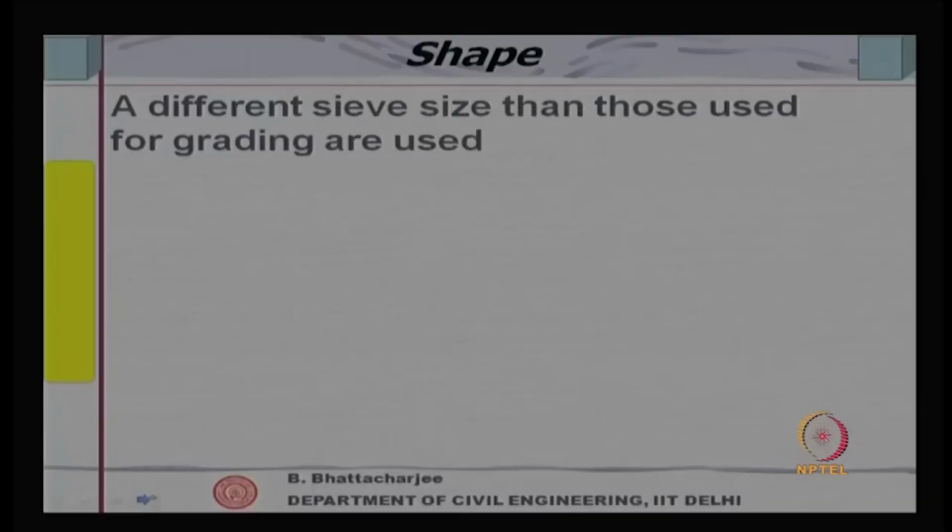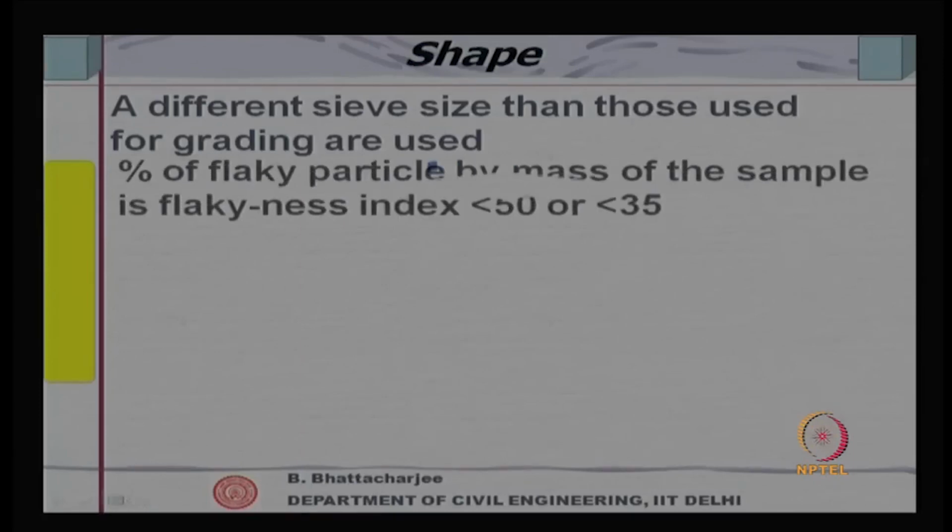Shape tests use a different set of sieves than those used for grading. The sieves that we use for finding out what percentage is flaky are different from those used for grading or sieve analysis.